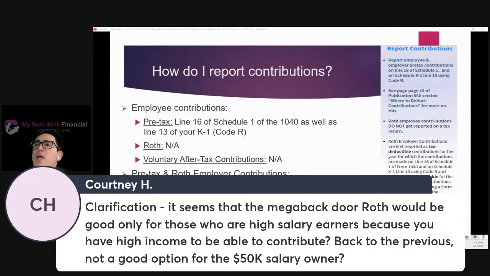Clarification. It seems that the mega backdoor Roth would be good for only those who are high salary earners because you have high income to be able to contribute. Well, as we just talked about, even with the $50,000 salary owner, they could still contribute a voluntary after-tax contribution. And let's say that they were only interested in making Roth contributions, right? They could contribute $23,500 as a Roth employee contribution, and then they could do the difference up to $50,000, right?